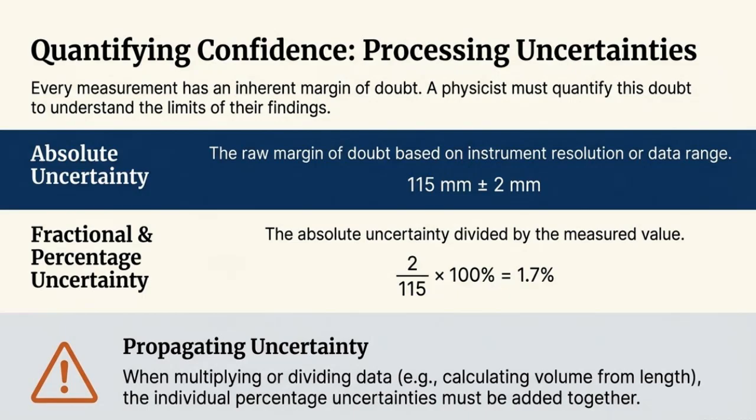Now, let's focus on how we handle uncertainties in measurements. Every measurement carries some doubt, which we call uncertainty. First, we have absolute uncertainty, which is simply the margin of error in the units we are measuring, like plus or minus 2 millimeters in a length of 115 millimeters.